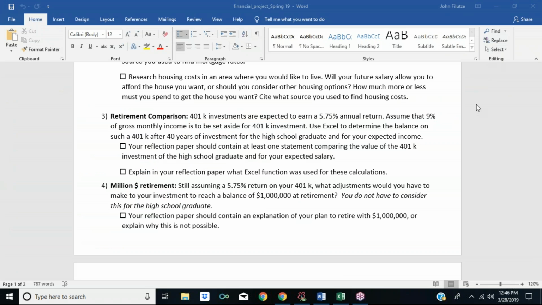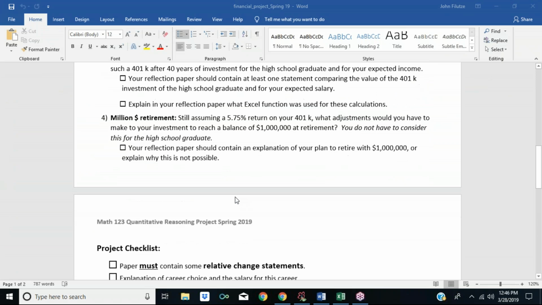If I get raises for a few years, how does that affect things? All right, and then the other question here is, still assuming the 5.75% return on your 401k, what adjustments would you have to make to your investment to reach a balance of $1 million at retirement? You do not have to consider this for the high school graduate.